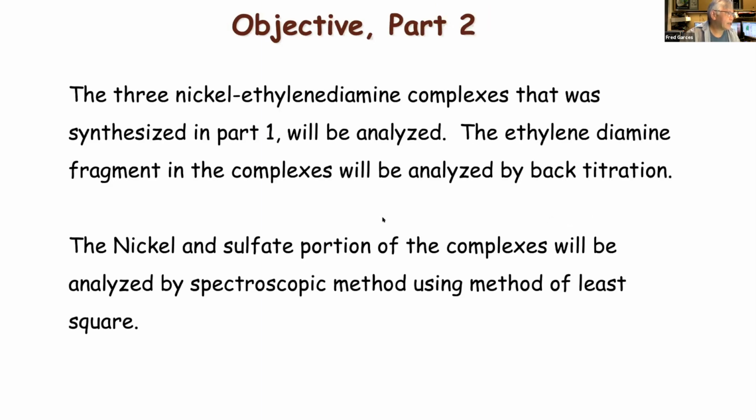So again, in this second part, you guys are going to be analyzing the salts that you synthesized from part 1. And in this particular part, you're actually going to determine how many ethylenediamines you have in each of your salt. The ethylenediamine is going to be analyzed by titration, back titration. The nickel and the sulfate will be analyzed doing a spectroscopy method by figuring out what the concentration of the nickel is. So these are the two methods.